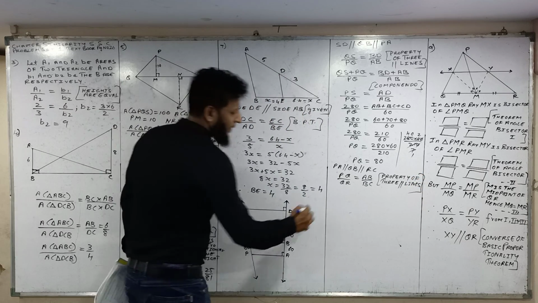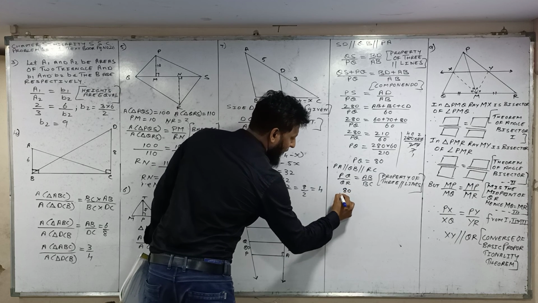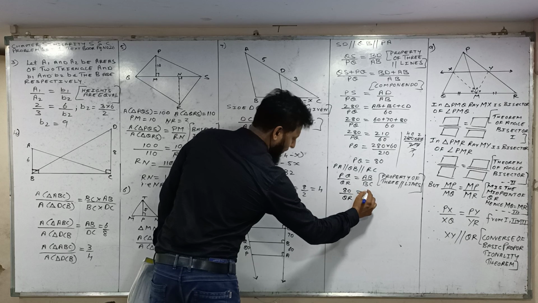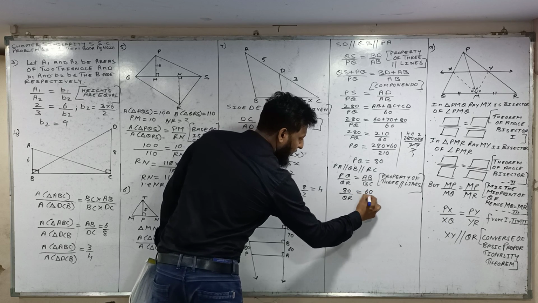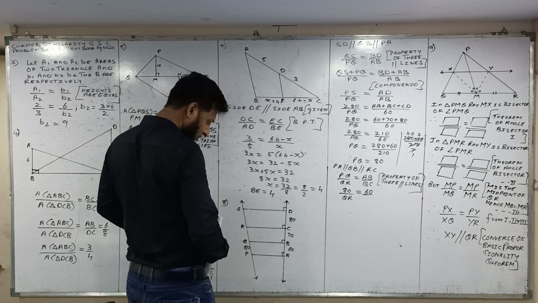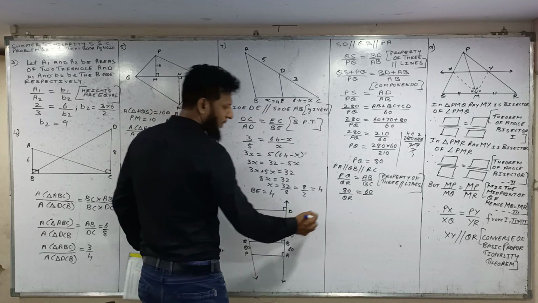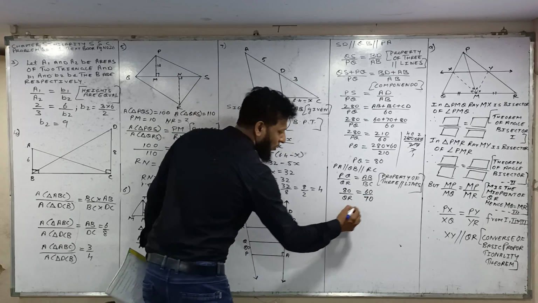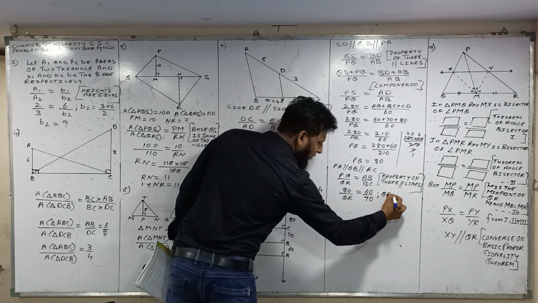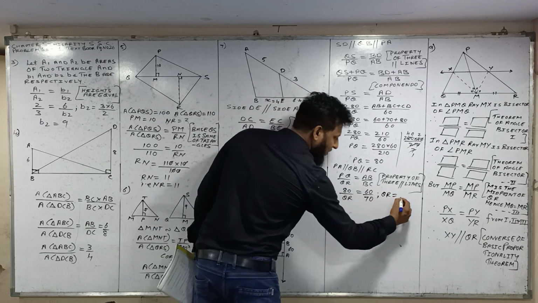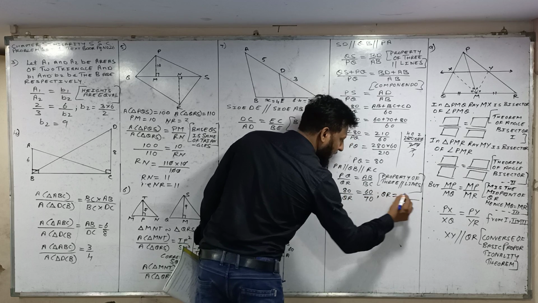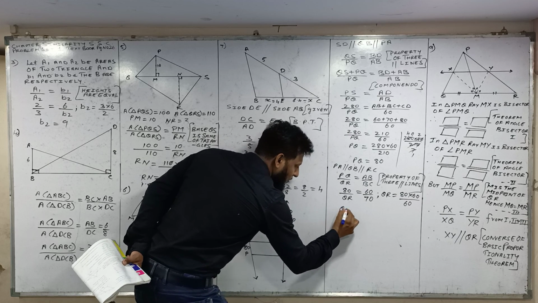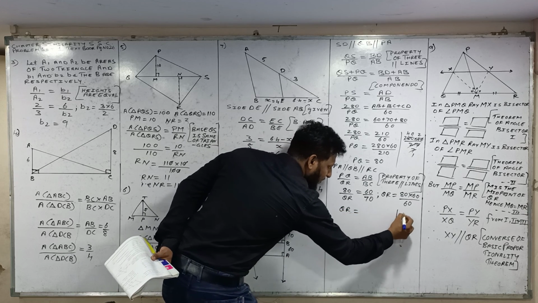Now PQ value is 80. PQ upon QR, you have to find out, is equal to AB value is 60 and BC value is 70. Okay, so after cross multiplication we'll do here QR is equal to, cross number 60 will come here, and 80 multiplied by 60, and QR is equal to, so in rough work we will do this.